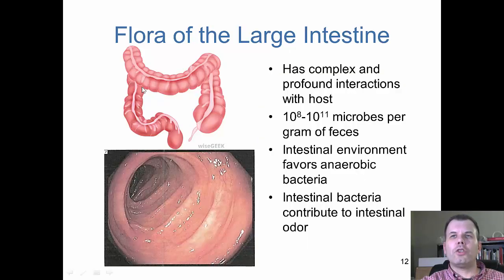Okay, in the large intestine, you can see here's a nice clean large intestine. And again, it has complex and profound interactions, and this can have anywhere from 10 to the 8th to 10 to the 11th microbes per gram of feces. So we're talking lots of poop. So these are lots of bacteria, lots and lots of things. Again, this is what makes things that come out of there stink, is the bacteria.